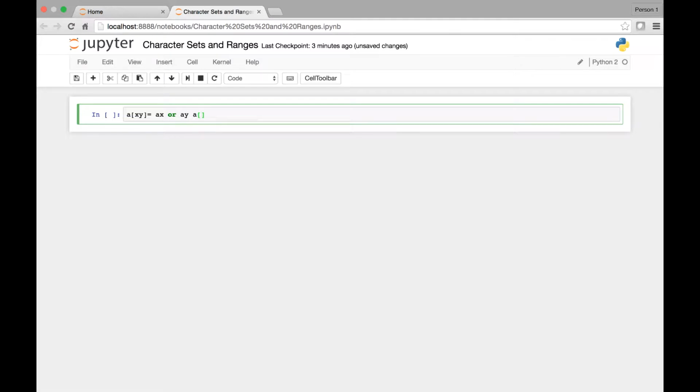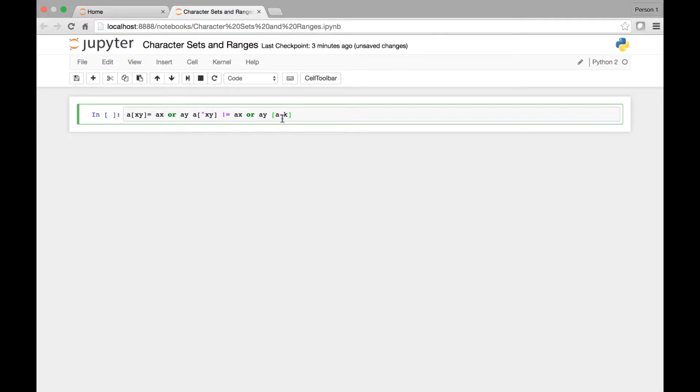And if I have, let's say, A followed by the exclusion sign, then XY, this will look for anything but A followed by X or A followed by Y. So this would exclude A followed by X or A followed by Y. Okay?